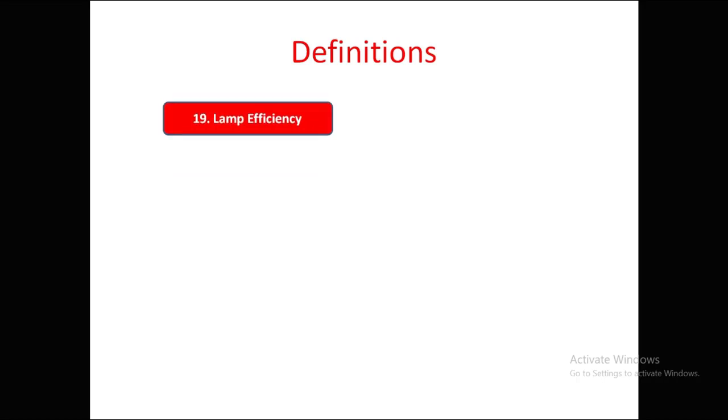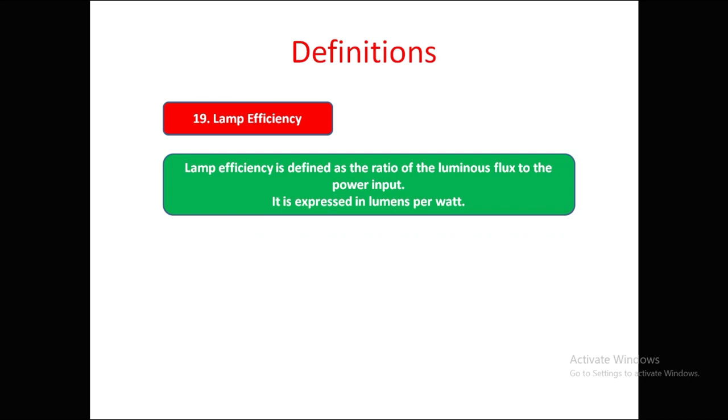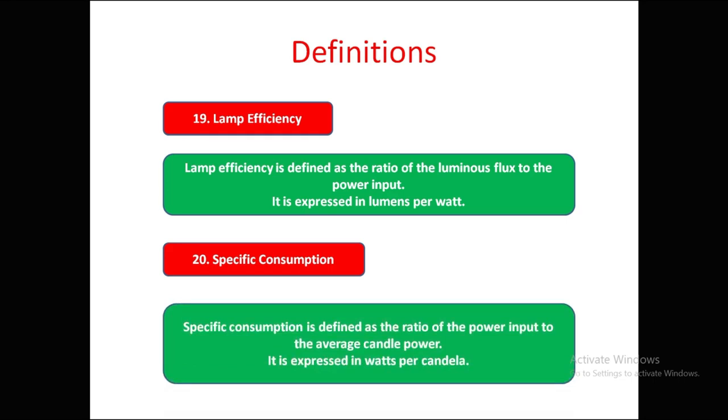Next, what is meant by lamp efficiency? Lamp efficiency is defined as the ratio of the luminous flux to the power input. So it is measured in lumens per watt. Next, what is meant by specific consumption? It's defined as the ratio of power input to the average candle power. So it's expressed in watts per candela.